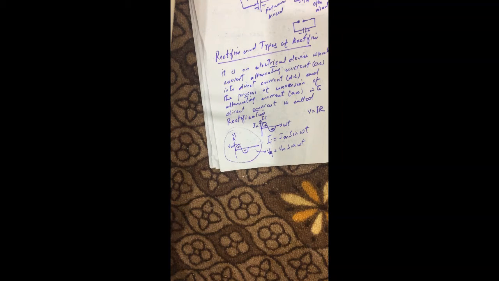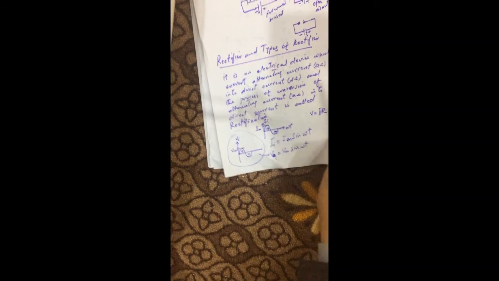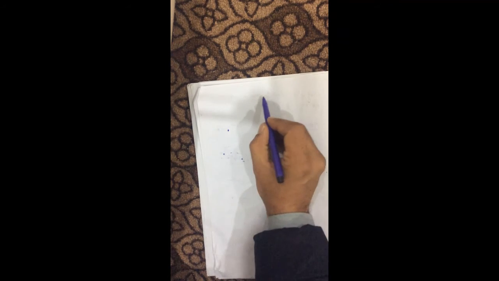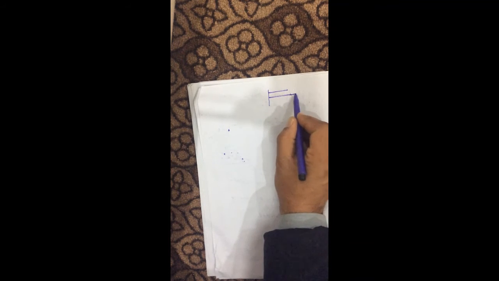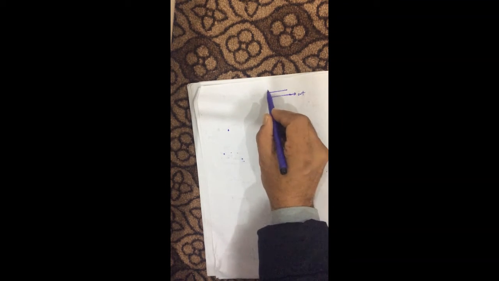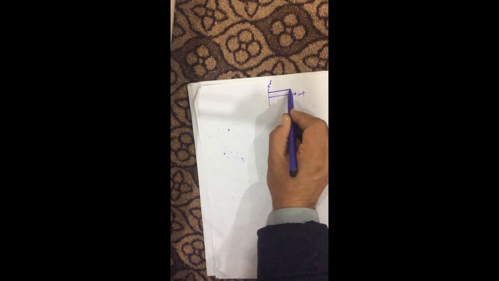But the devices we are using in our houses, like the refrigerator, the air conditioner, and the mobile, are all operating on DC current. They are operating on such a type of current. This is the time omega t and this is the current direction. So the current is constant.